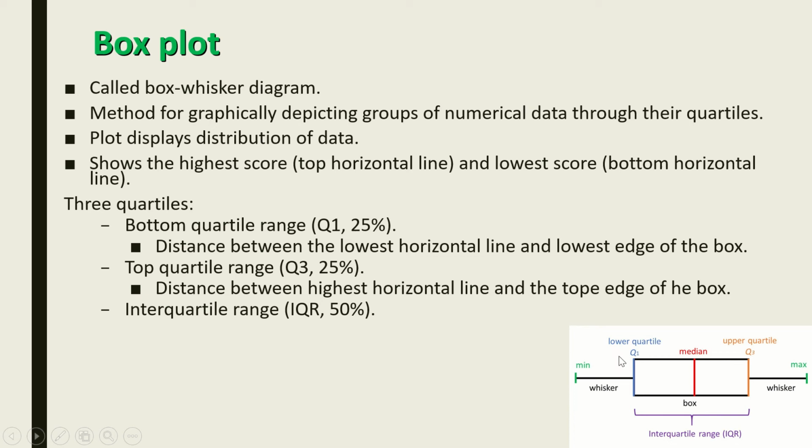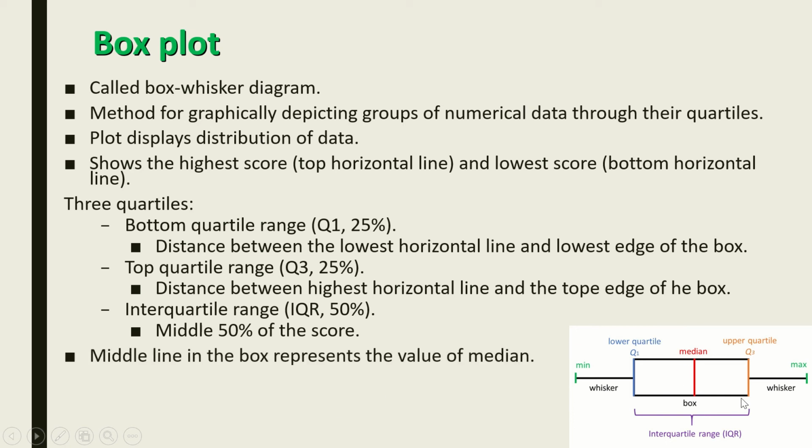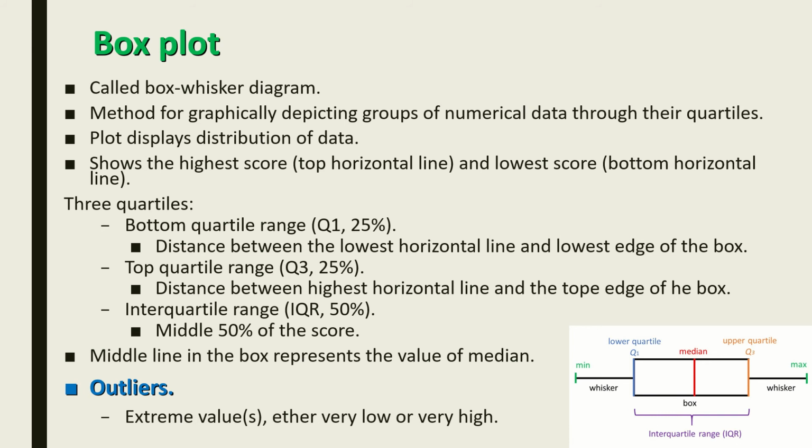Now the IQR, or the interquartile range, is in the middle of the box plot and represents 50% of the scores. The middle line in the box represents the value of the median. One of the benefits of drawing a box plot is that it can also show outliers, and outliers are extreme values in the data that are either very low or very high.